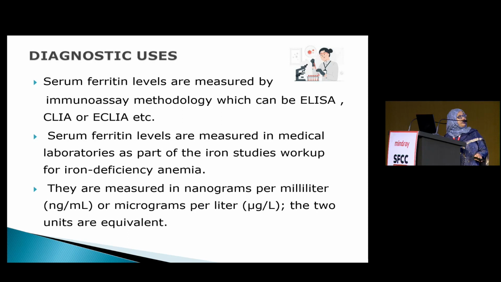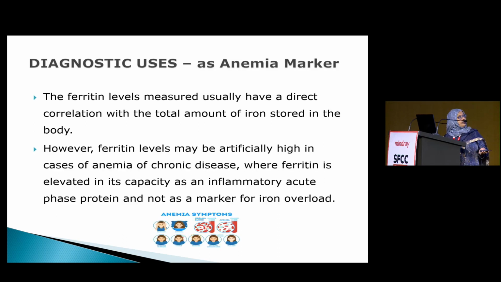And serum ferritin levels are mainly measured for iron deficiency anemia. Since the ferritin levels measured usually have a direct correlation with the total amount of iron stored in the body, whenever there is iron deficiency anemia, there is a decrease in the ferritin levels also. But sometimes the ferritin levels may be artificially high, mainly because of anemia due to chronic disease. So in this condition, we have to rule out inflammation, and only then can we judge that the ferritin is high because of the inflammation and not because of the anemia.